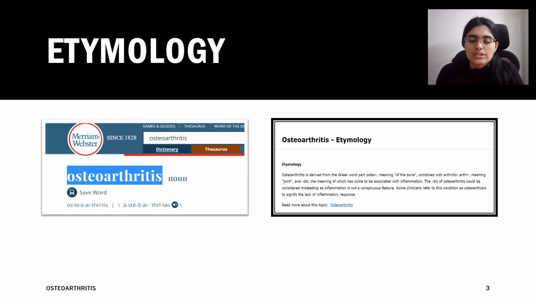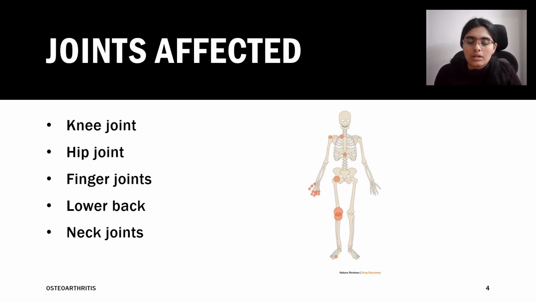So more importantly, just before we begin, osteoarthritis, just to break the word down, comes from osteo, meaning bone, arthron, which means joint, and itis, which refers to inflammation. The more common joints that are affected, as you can see in the picture here, are the knee joint, the hip joint, finger joints, the lower back, and the neck joints.